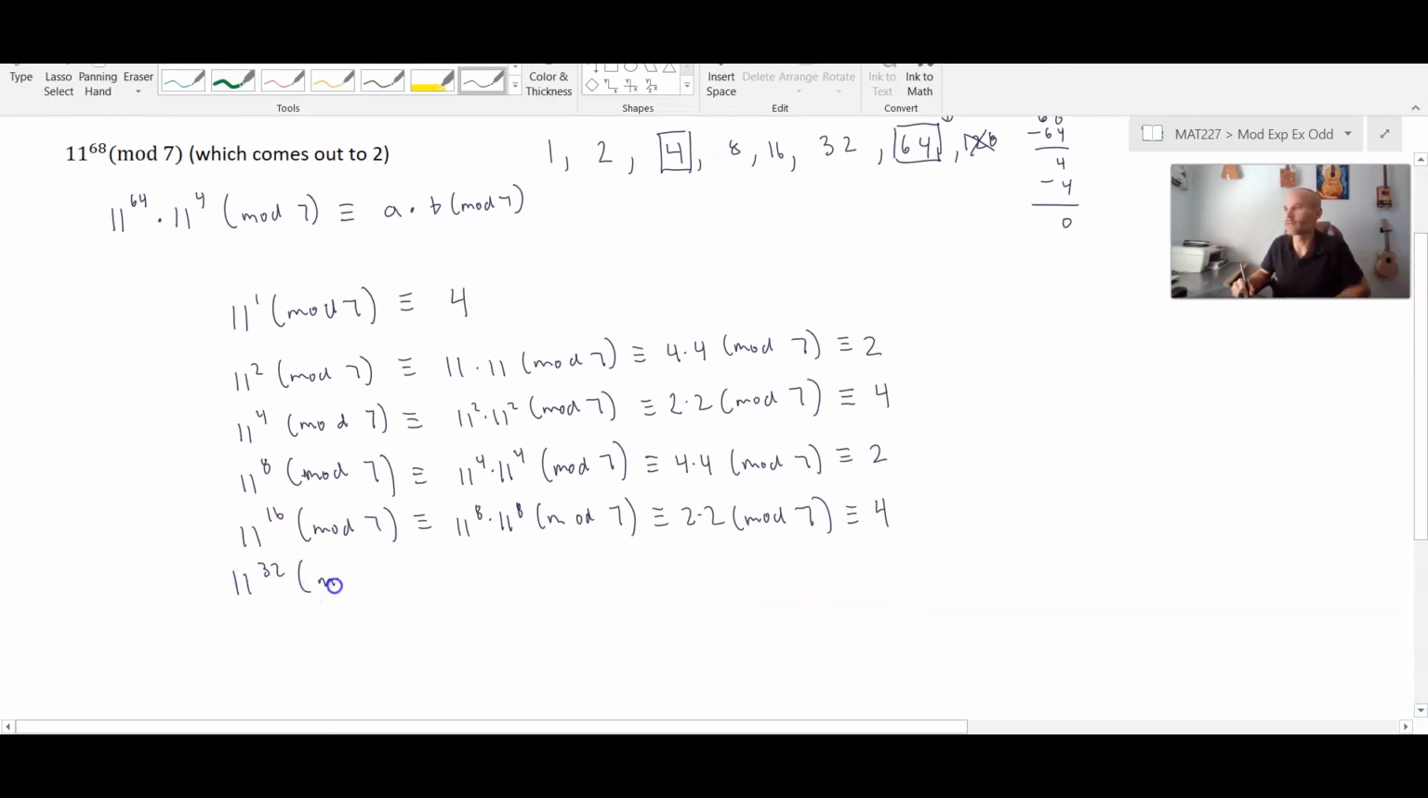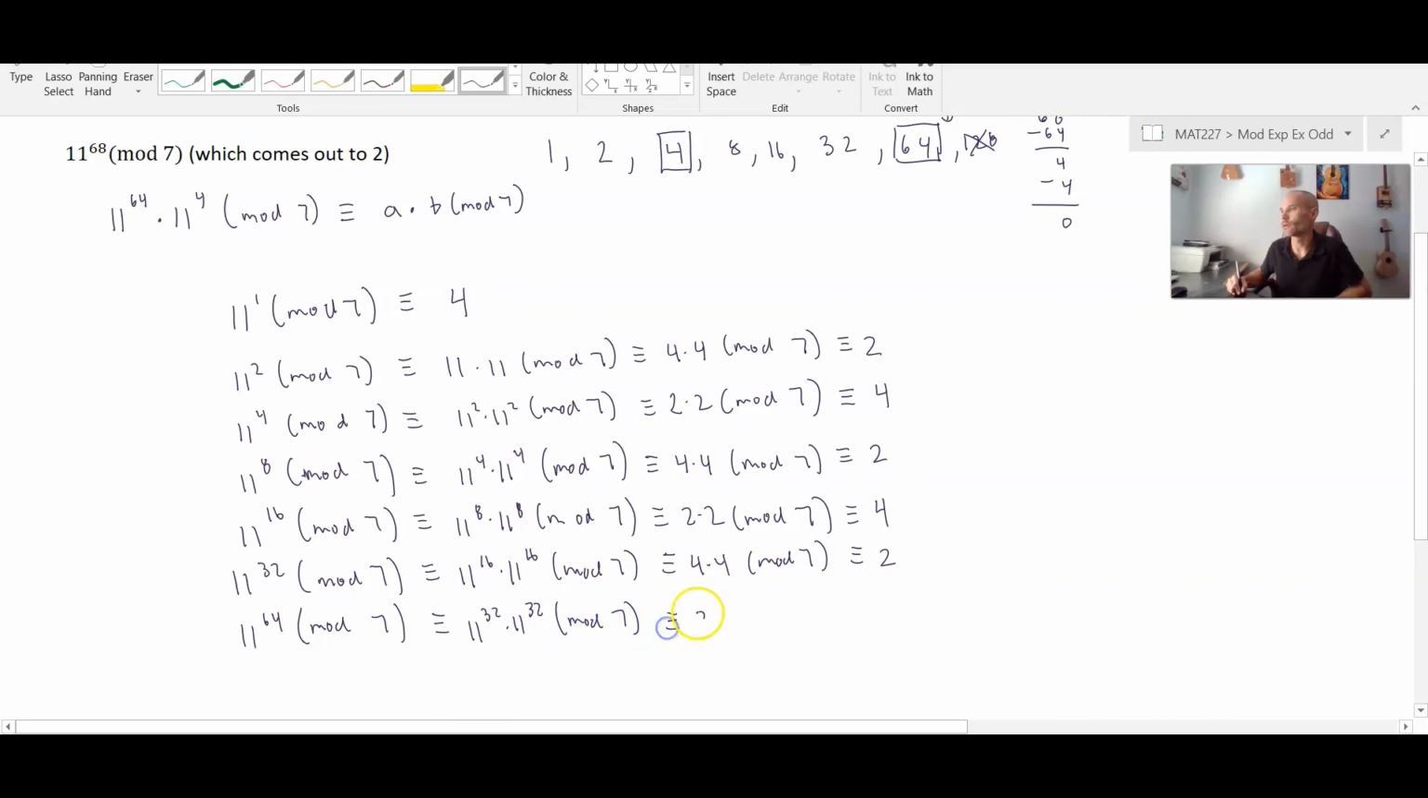11 to the 32nd mod 7 is congruent to 11 to the 16th times 11 to the 16th mod 7, which is congruent to 4 times 4 mod 7, which is congruent to 2. And finally, as you might imagine, this is going to result in a remainder of, well, let's see, 11 to the 64th mod 7. Let's see if it comes out to 4. 11 to the 32nd times 11 to the 32nd mod 7, which comes out to 2 times 2 mod 7, which indeed leaves us with the remainder of 4.